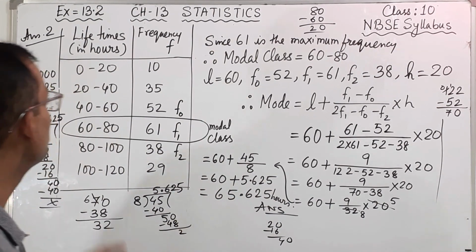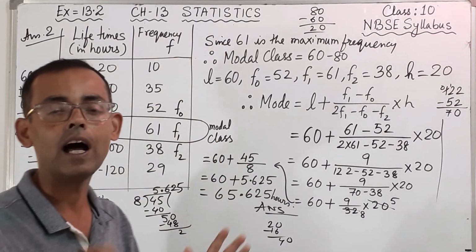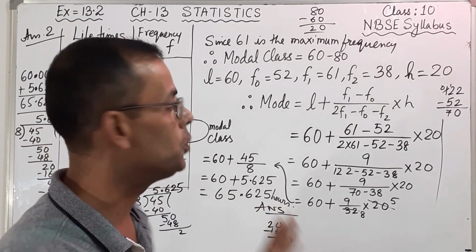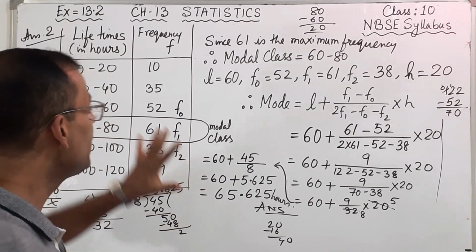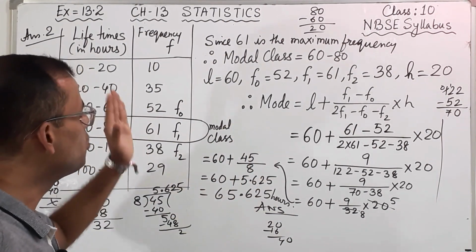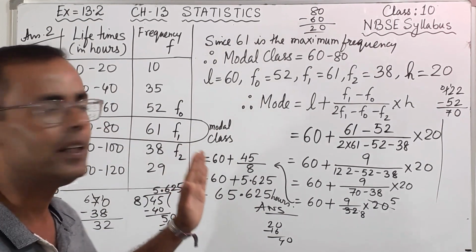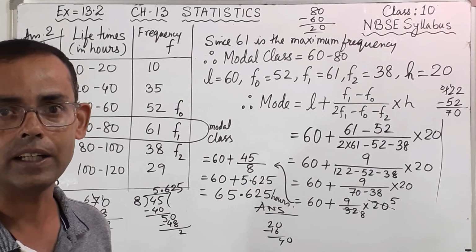I hope you have understood question number 2 nicely. Now it is your duty to practice these sums at least 2-3 times so that you are habituated in doing these sums. Because mode is really easy. Very easy. Understood or not?